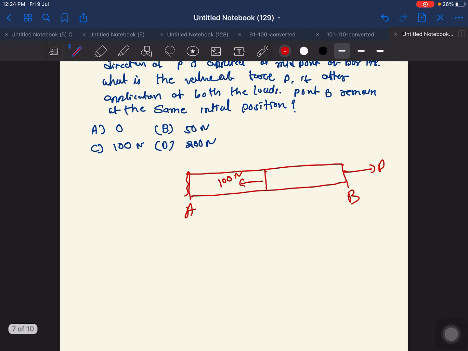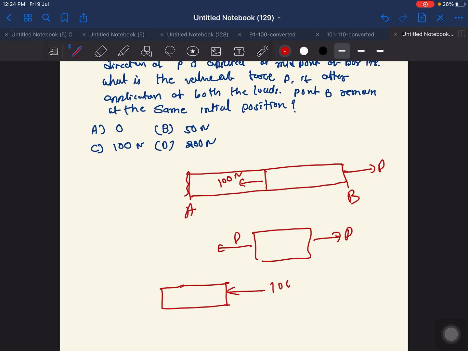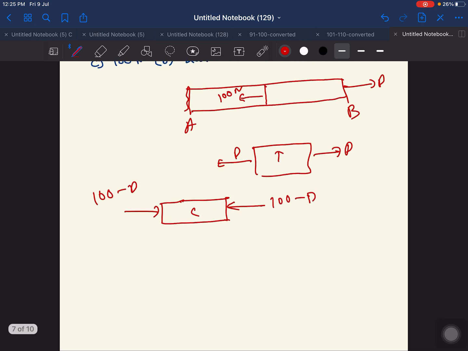Then what you have to do is go to the free body diagram. Over here, P is a tensile force, but at this location it will act like this, 100 minus P. So 100 minus P is acting over here, and if you combine it, this is also 100 minus P. So this is your tension and this is your compression. Now let's solve it. Sigma delta L equals PL over AE plus PL over AE, where compression and tension are both there. That's why P is the same for both cases.